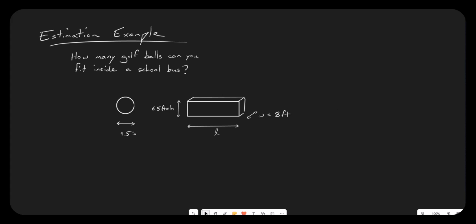Now I need the length, and that's kind of the harder one. I think that there are 12 rows in a school bus. 12 rows of benches, 2 people per bench, so that's 24 benches, or 24 people, and then 2 rows of benches, right? That means 48 people inside the bus. That feels like a pretty decent guess to me.